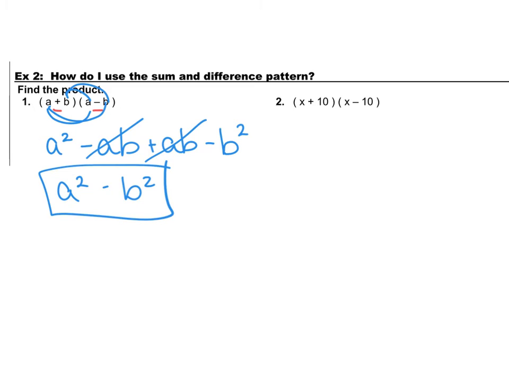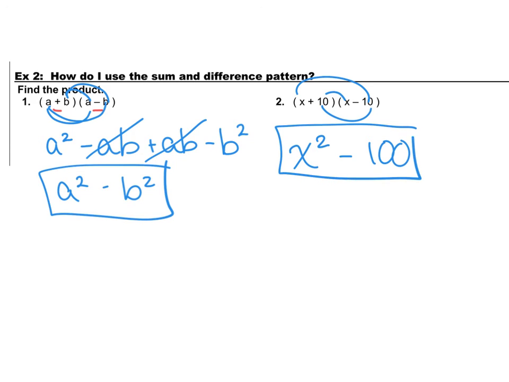For our next one here, then, if I wanted to use this pattern where I have the x plus 10 and then x minus 10, I know that I would have the x squared, and I know that these two are going to cancel out, the positive x and the negative x, and then I'm going to be left with then my minus 100, because our last terms where you have negative 10 times 10 is going to be minus 100.